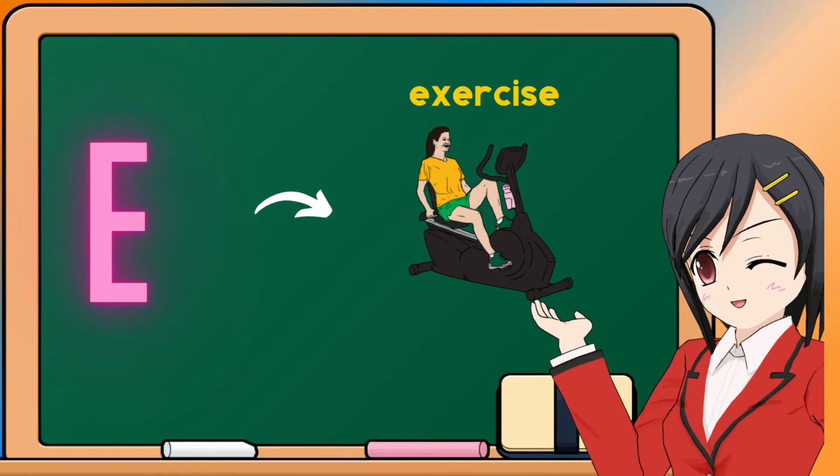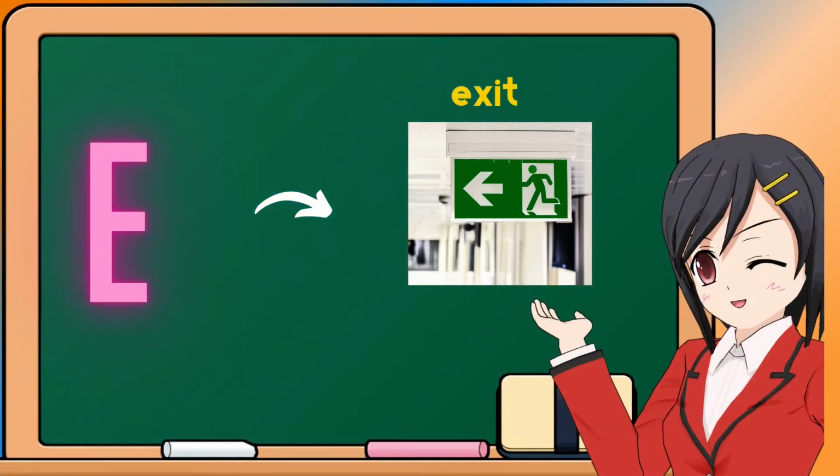E is for exercise. Again, exercise. Repeat after me. E, exercise. E is for exit. Again, E is for exit. E, exit. Repeat after me. E, exit.